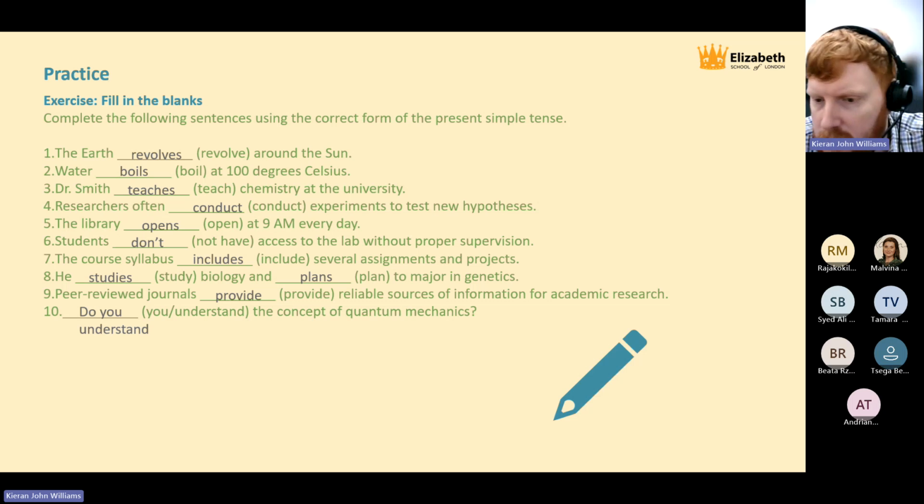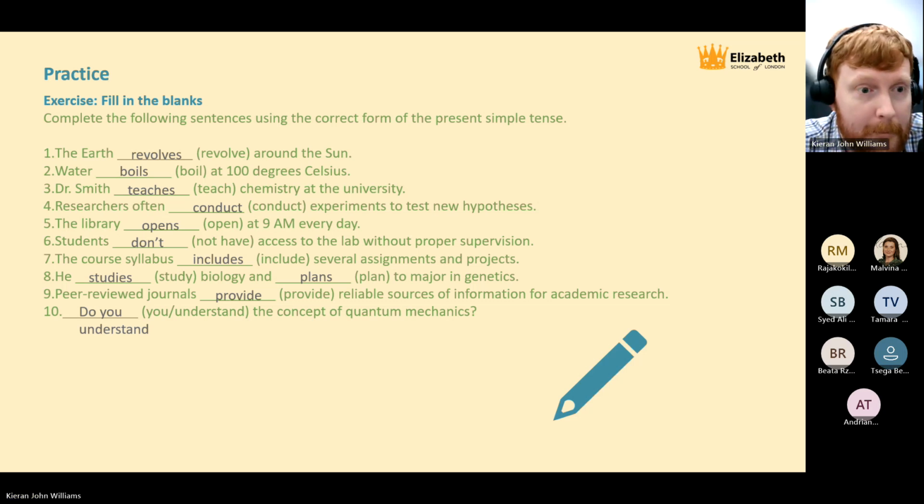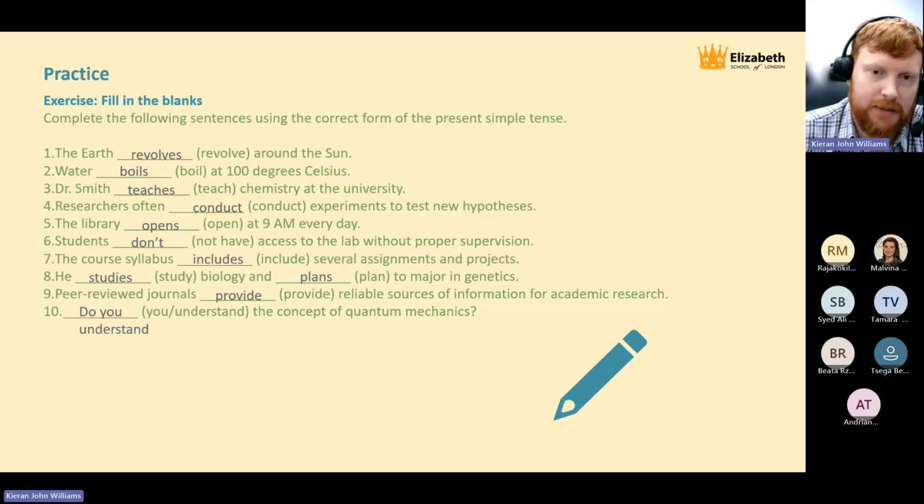Okay, number seven. Do we have any answers for number seven? Malvina, very good. It should be includes. Excellent. Number eight, we have two spaces in number eight. Can anyone tell me what we should have in number eight? Studies. Very good. And then the second one, plans. Excellent. He studies and plans. So he studies, he plans.